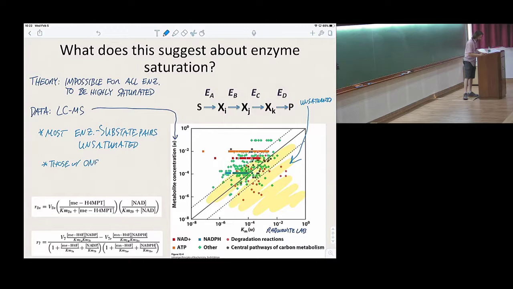and those with one substrate high often have the second substrate low.